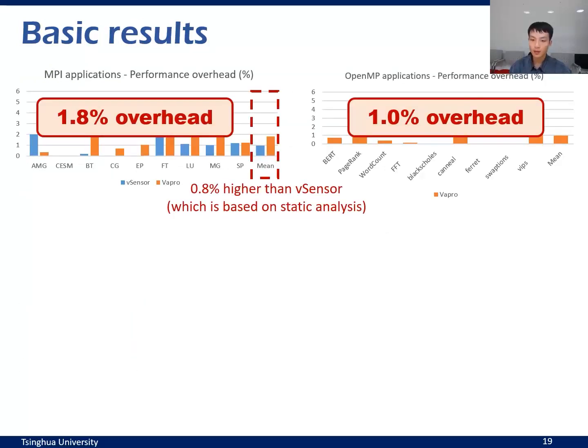Here are the basic results. The overhead of Vapro on MPI applications is 1.8% and 1% for OpenMP applications. As we can see, the overhead of Vapro is 0.8% higher than vSensor. Since vSensor is a static analysis-based tool, it has lower overhead. And we can see 1.8% is a tolerable overhead in most circumstances.